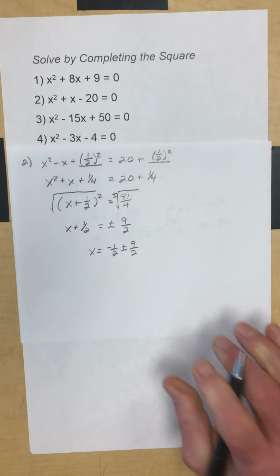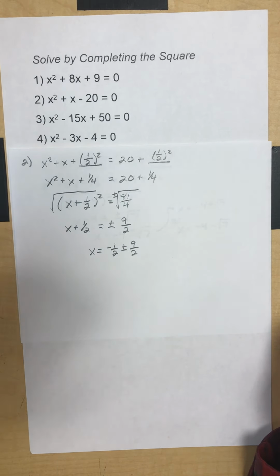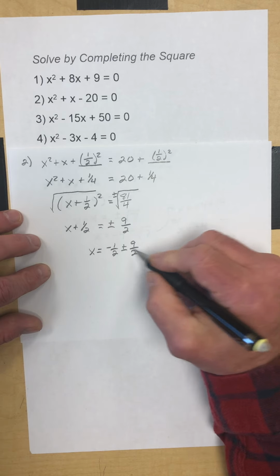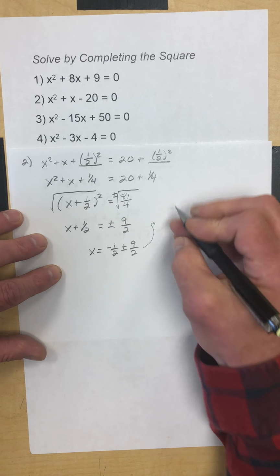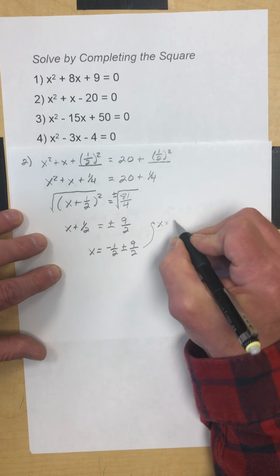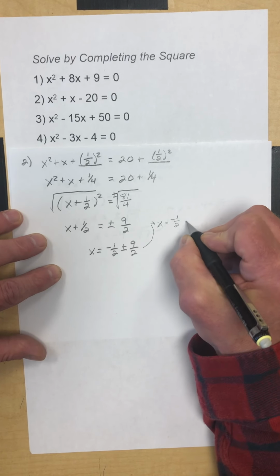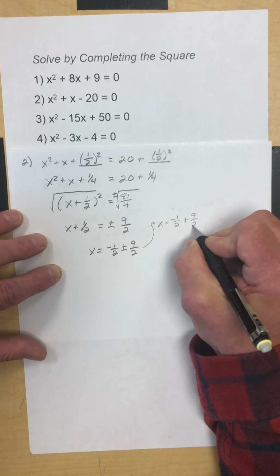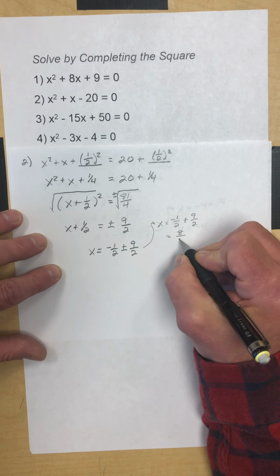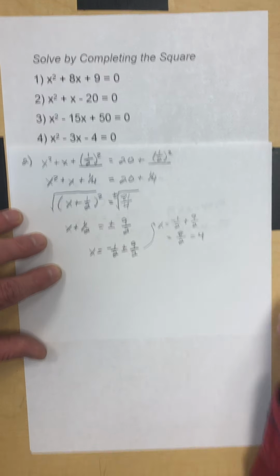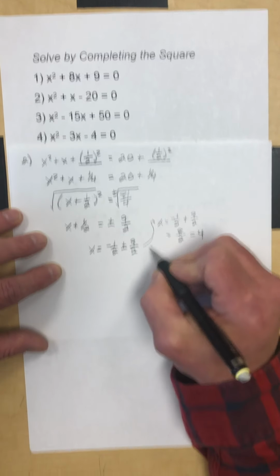And notice this one, unlike the last one, doesn't have any radicals. So we can actually come up with these two numbers very easily. Okay, so x would be equal to negative 1/2 plus 9/2. That is equal to 8/2, which is 4. So one of our solutions is x equals 4.